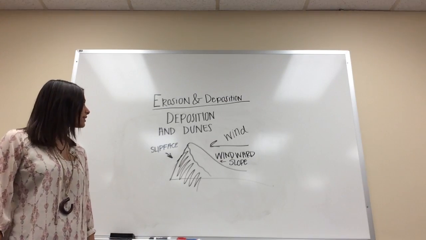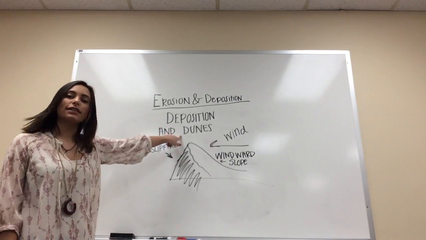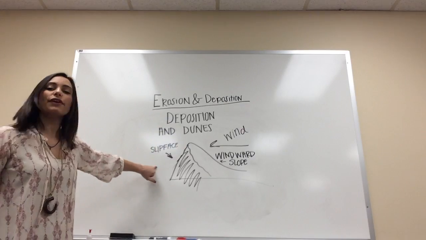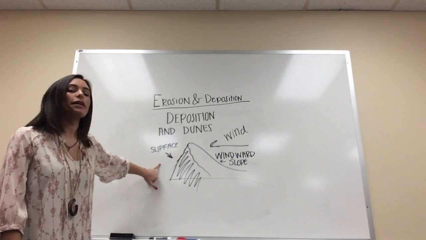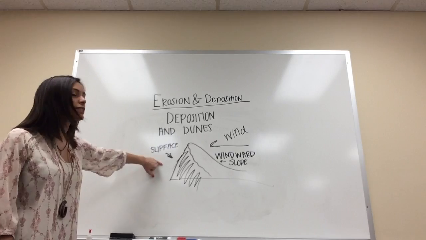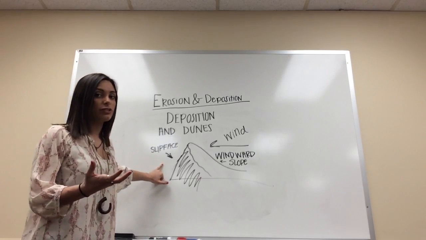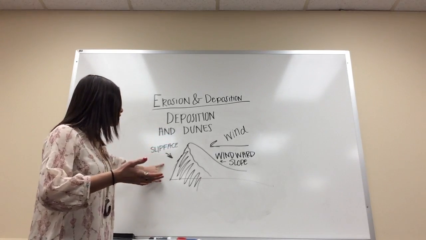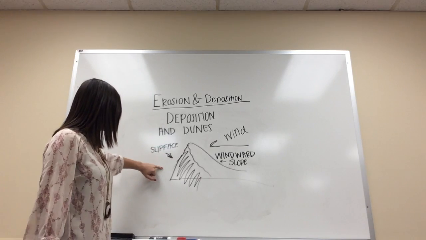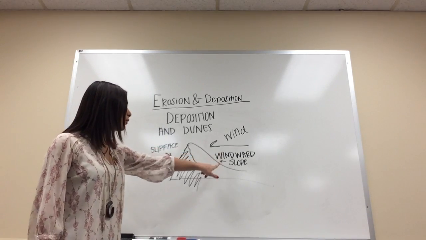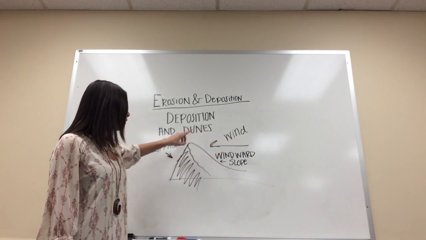One of the best examples of deposition are sand dunes. They're a very good example because they take place in the desert where there's a lot of sand and sediment on the ground and not much vegetation, so wind is always eroding all of it everywhere. Sand dunes form like this. You have the wind blowing on one side.